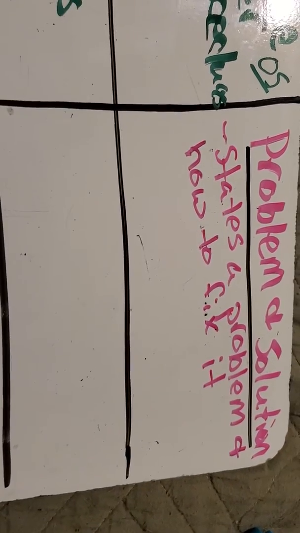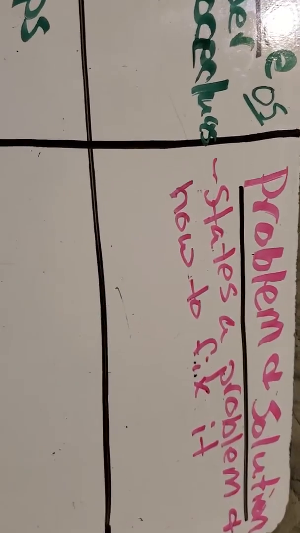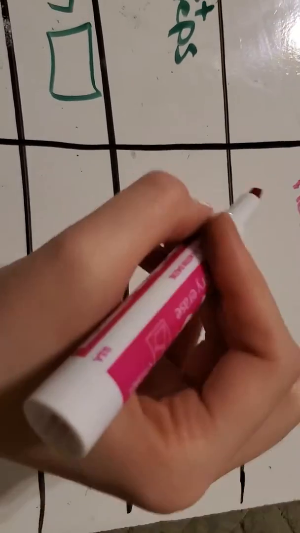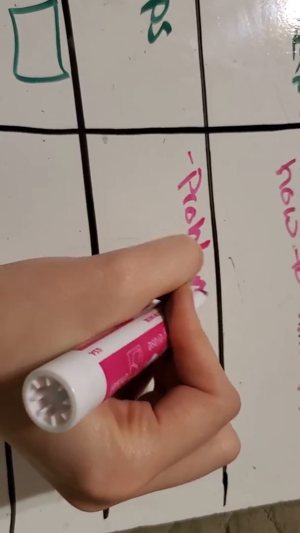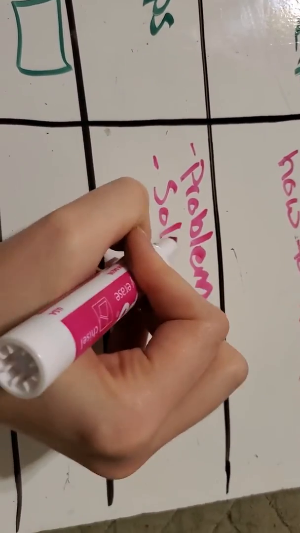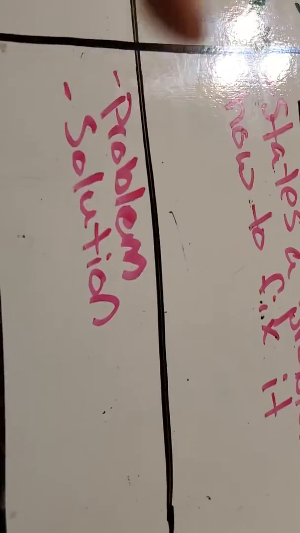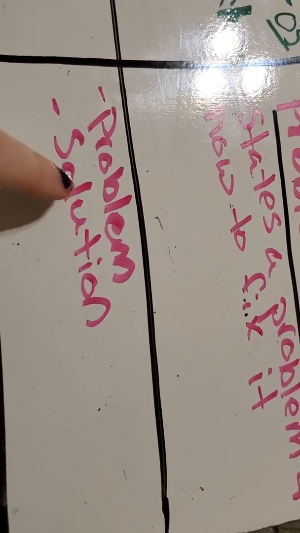States a problem and how to fix it. Your clues. So these clues are super straightforward. Look for the problem. Look for the solution. So Miss C didn't sleep enough last night. That's my problem. Solution, go to bed earlier.